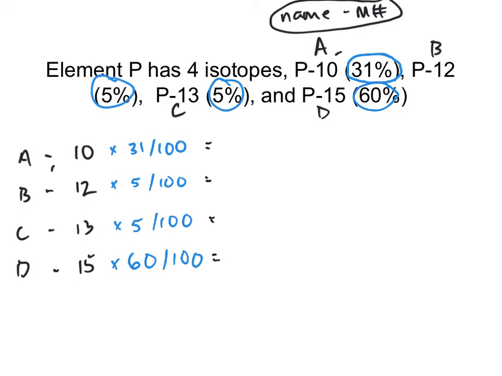I get 4 answers, which I then add up for my average. The answer for A is 3.1. The answer for B is 0.6. The answer for C is 0.65. The answer for D is 9.0. Add them all up, and you know what I get?